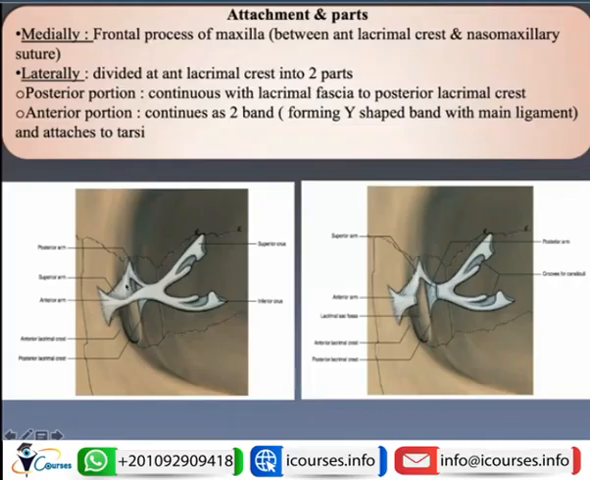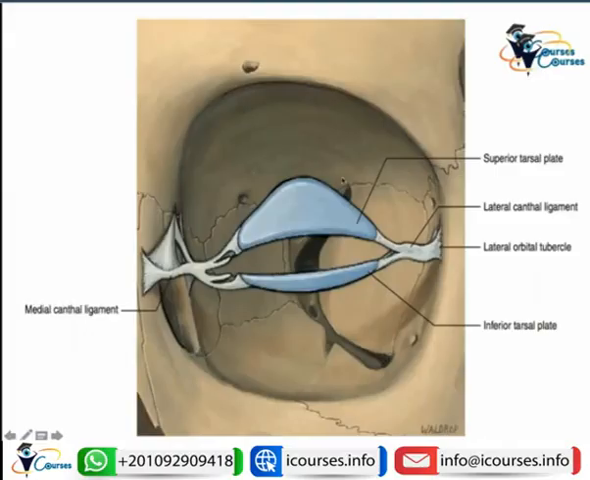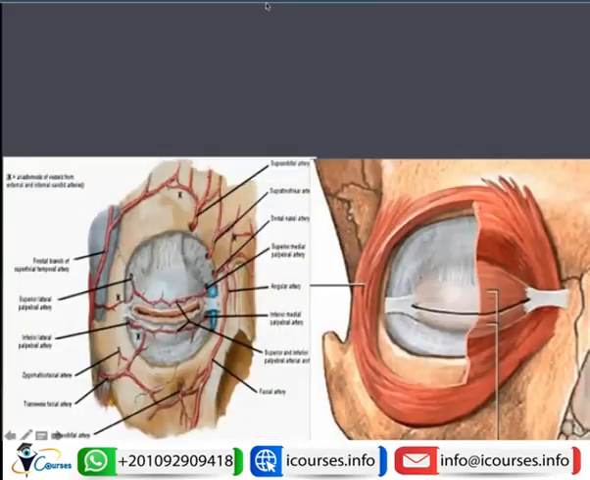reflected to cover the lacrimal sac, sharing in the formation of the lacrimal fascia, and attached to the posterior lacrimal crest. While the anterior part, which forms the main bulk of the medial palpebral ligament, will be running forward and laterally to attach to the superior tarsus and inferior tarsus. Here you can see this is the medial palpebral ligament and its attachment to the upper tarsus and lower tarsus.